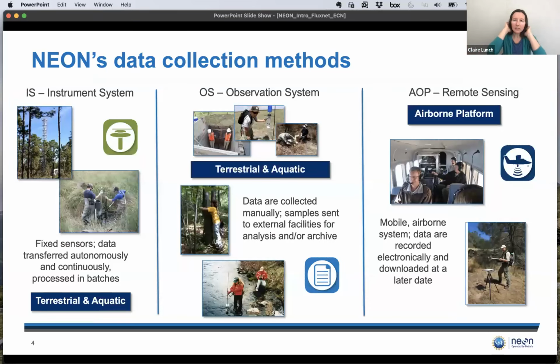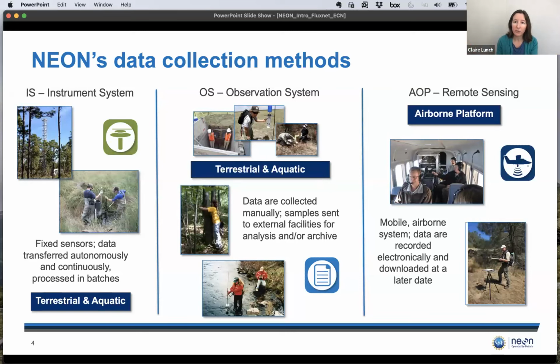We typically divide NEON data collection into 3 very general categories. First is the instrumented system. So this is streaming sensors. They're installed in the field and they are just constantly transmitting data. The observational system, this is everything collected by a human. So that can be a direct measurement, like measuring the diameter of a tree, or that can mean collecting a physical sample, like a soil sample, that then gets sent out for analysis.